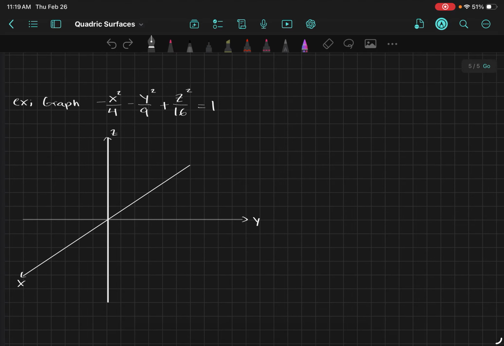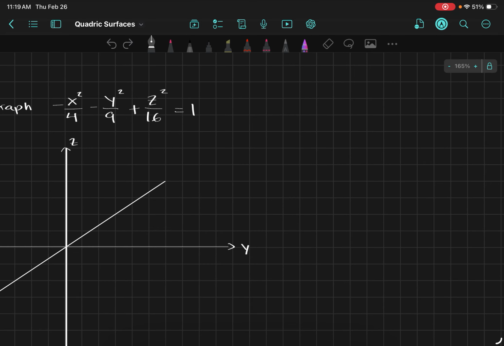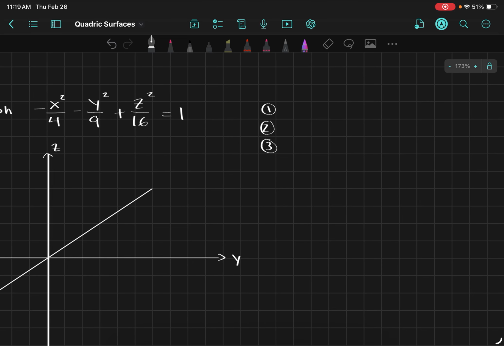Let's graph negative x squared over 4 minus y squared over 9 plus z squared over 16 is equal to 1. Let's repeat our strategy, which we've got to grill into our heads when doing quadric surfaces. We want to plot our intercepts, we want to plot our traces, and then we want to complete the picture.